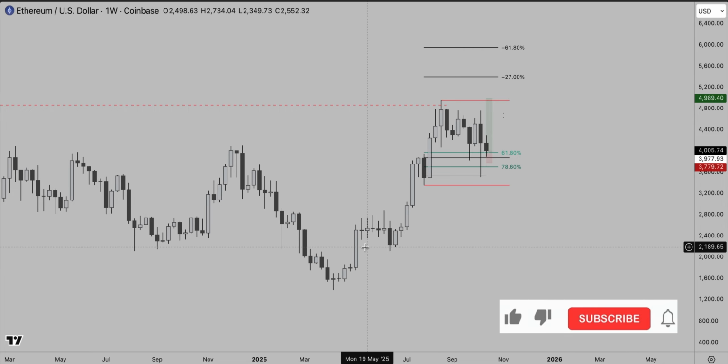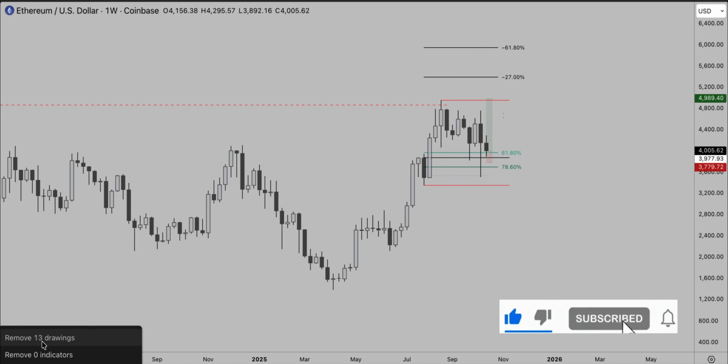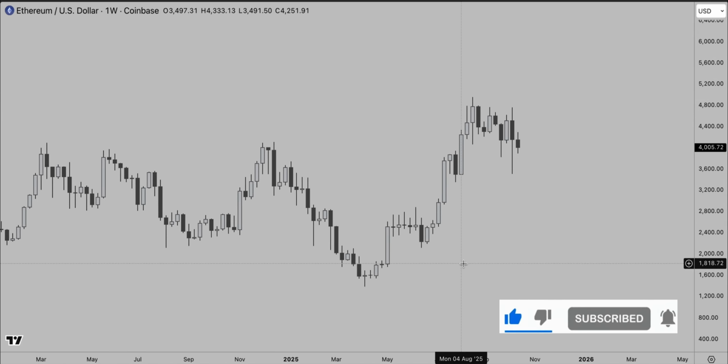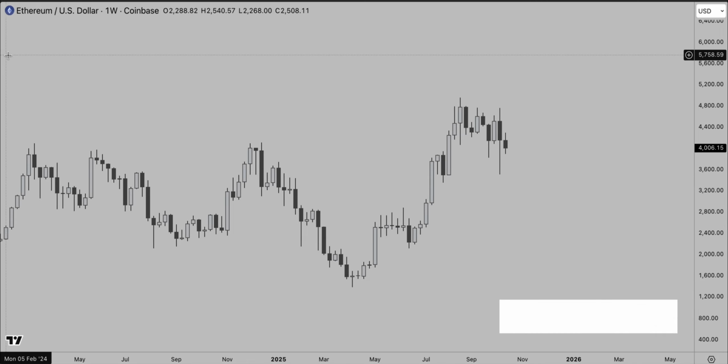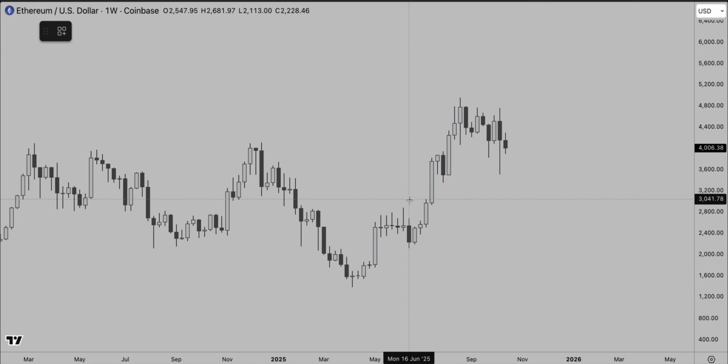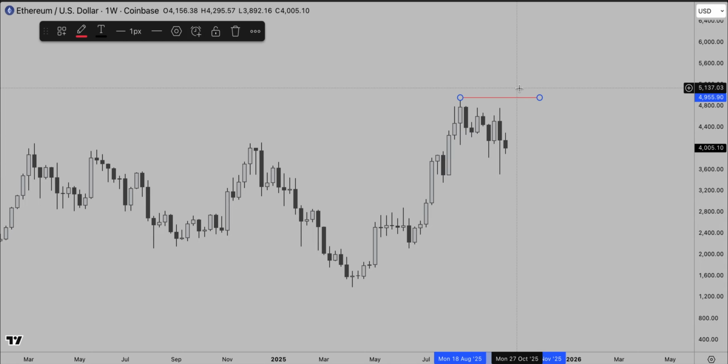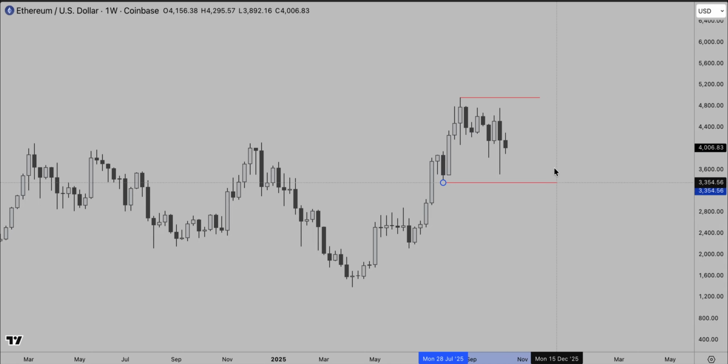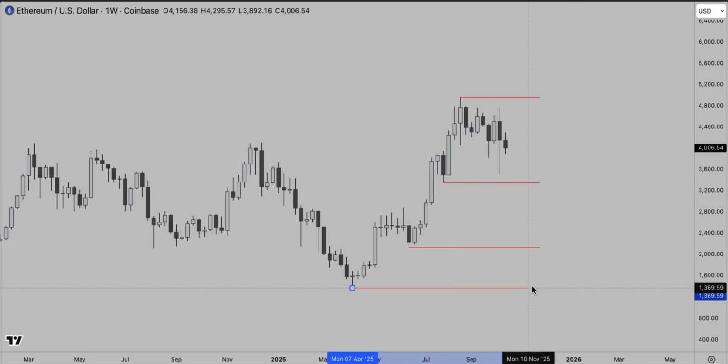So in fact, what I'm going to do is delete everything from the charts and start fresh. Now, the first thing that I do is I mark on all my internal and external liquidity. So if we just mark that on right now, these red lines indicate the external and also internal liquidity. So let's mark all of those on.